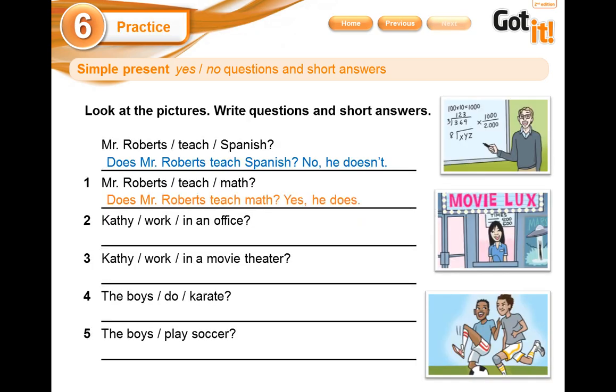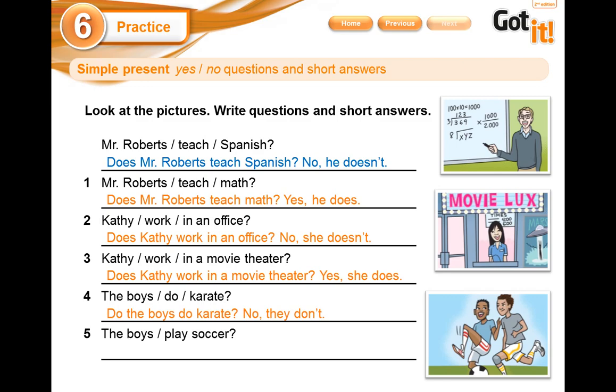More exercises. Does Mr. Roberts teach math? Yes, he does. Katie work in an office. Does Carrie or does Katie or Kathy work in an office? No, she doesn't. Does Kathy work in a movie theater? Yes, she does. Do the boys do karate? No, they don't. Do the boys play soccer? Yes, they do.